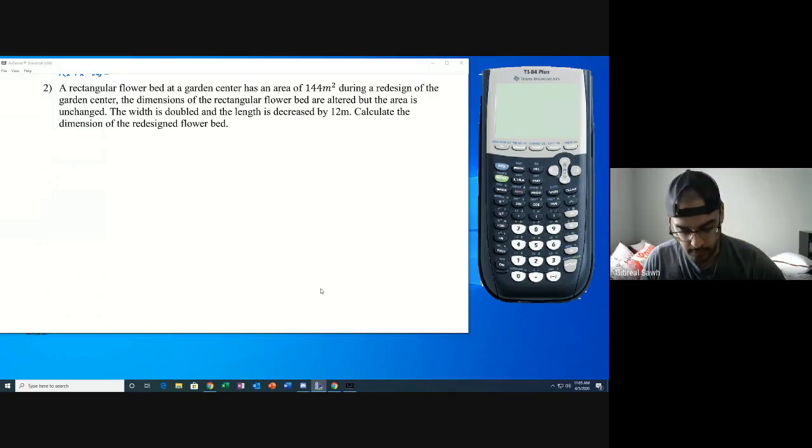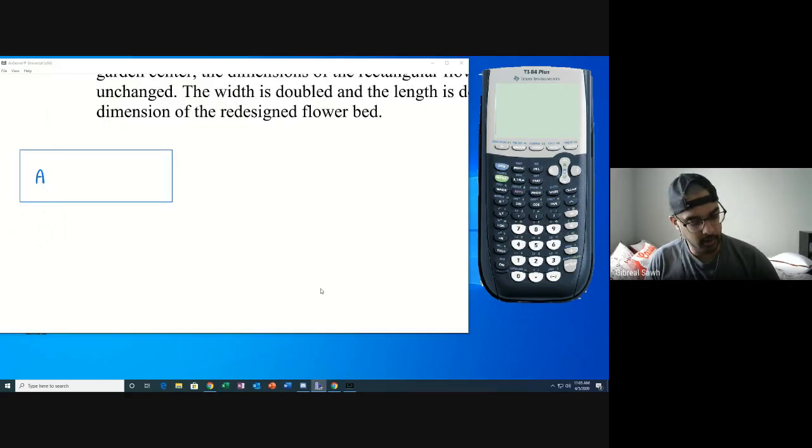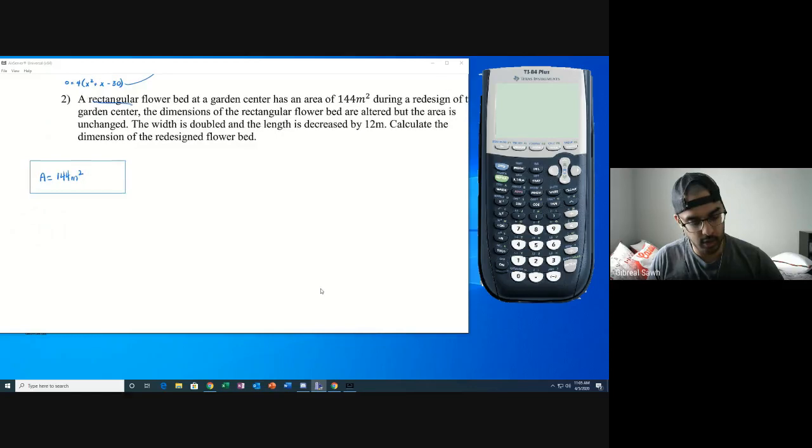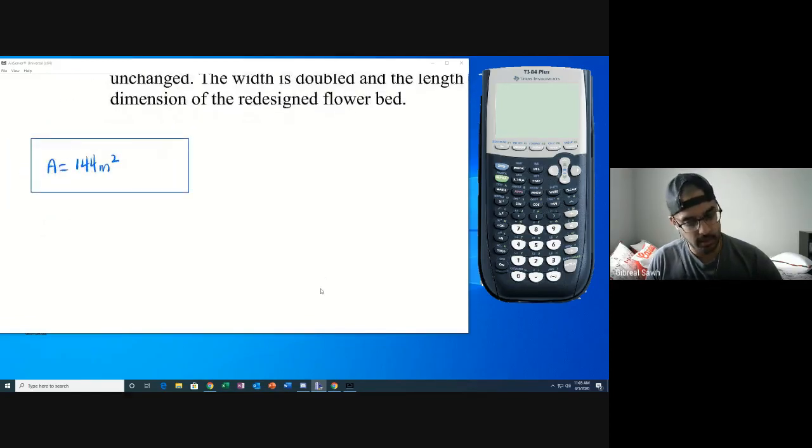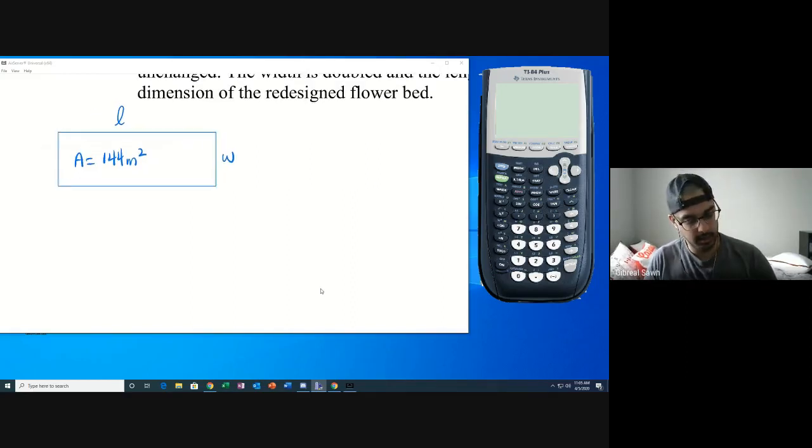Okay, so let's draw a picture of what it originally would have looked like. It does say it's a rectangle, so let's draw a rectangular flower bed. Okay, that area was told to us. It was 144, I believe, meters squared. Now, they didn't really tell us what the dimensions were. So all we can say at this point is that if it's a rectangle, I've got a length and I've got a width. Okay, so this is going to be, let's say, original. Okay, that's the original one.